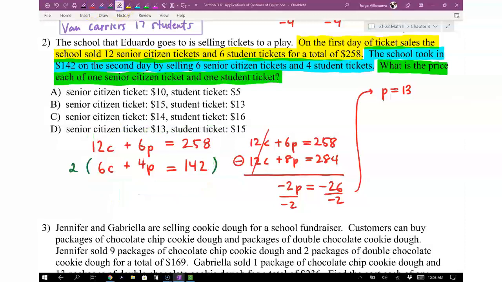Okay, I'm going to use purple here. So 6C plus 4 times 13, that's going to be in red because that's what I'm plugging in, equals 142. So 6C plus, what is that, 52 equals 142.